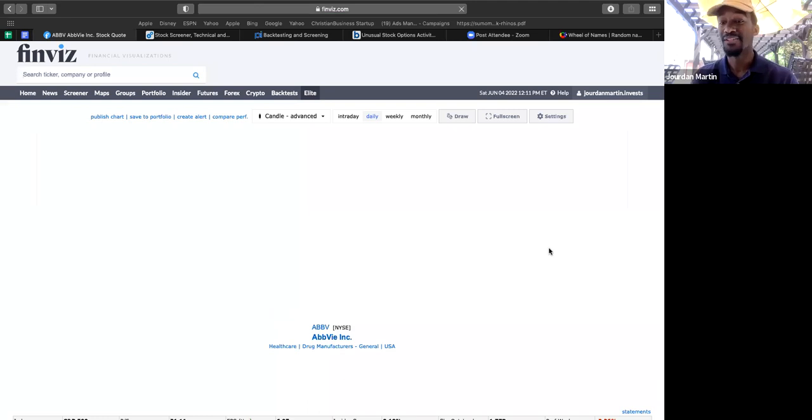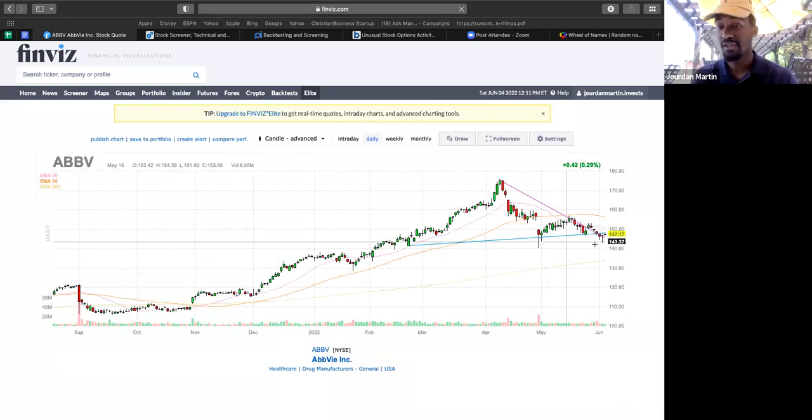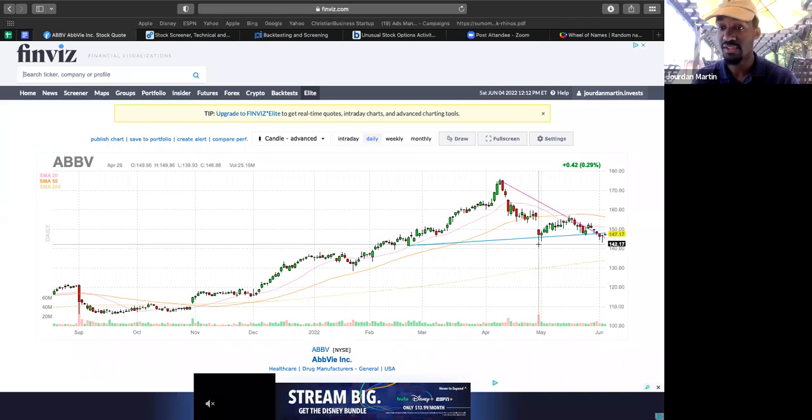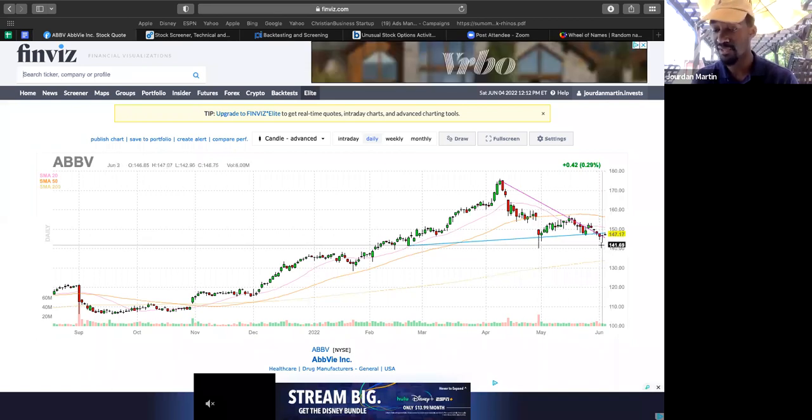All right, so we do see that there was a zone right here where you have support, right? So we see the bounces here. We see it starts off right here, or even at this level around 140, 141, 140. We see another candle that came down and supported it there, and we see it got supported there again.